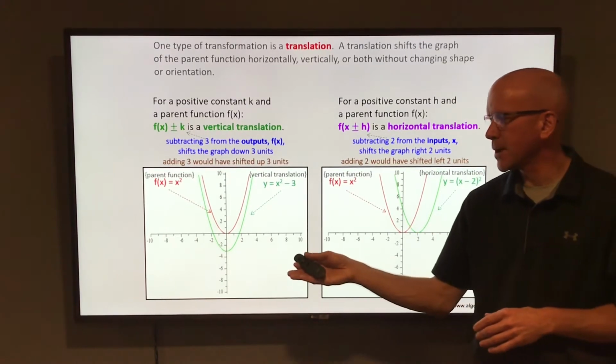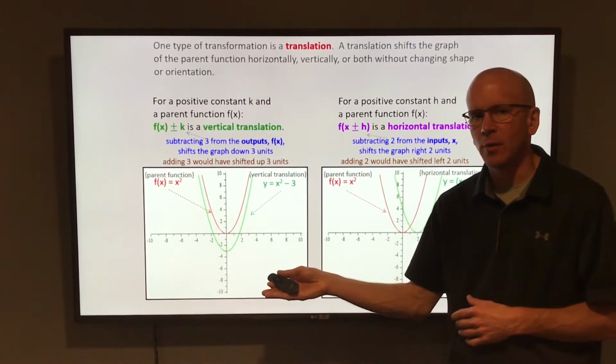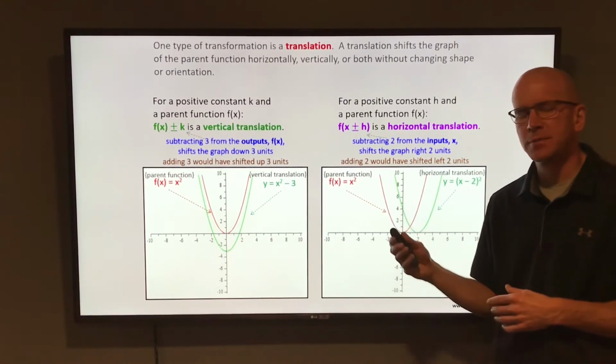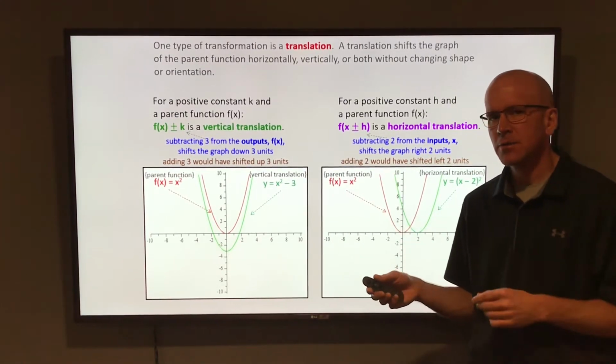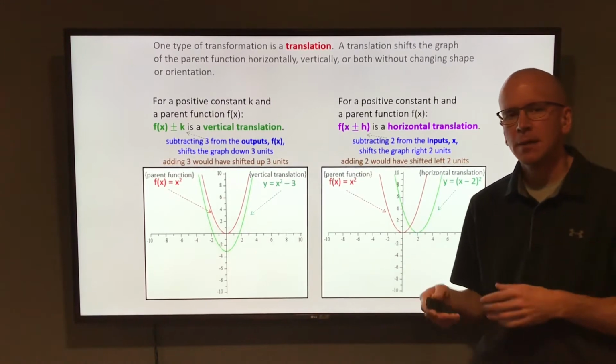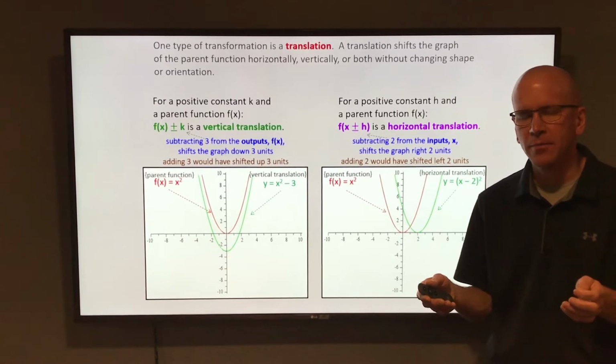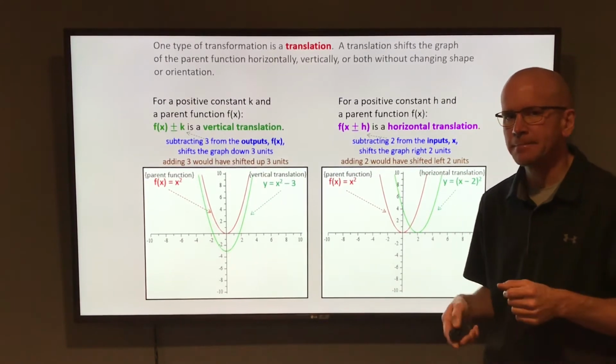So vertical translations, adding or subtracting from the value of y shifts the graph up or down. Horizontal translations, adding or subtracting from the value of x, shifts the graph to the right or left. When you add to the value of x, it shifts the graph to the left. When you subtract from the value of x, it shifts the graph to the right.